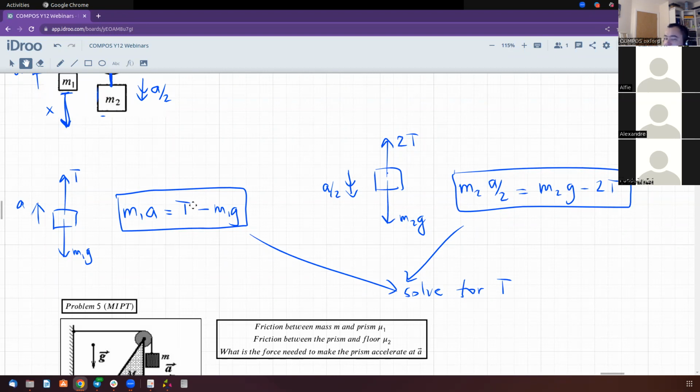Wait, when the pulley of M2 moves, doesn't the length marked in blue change in length?